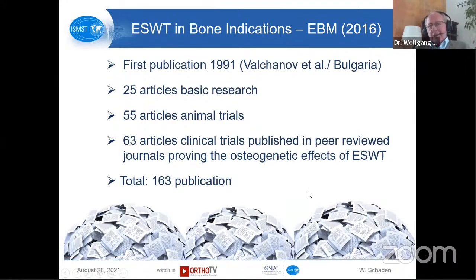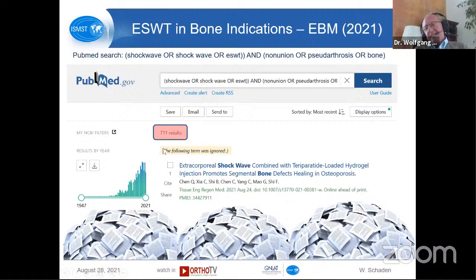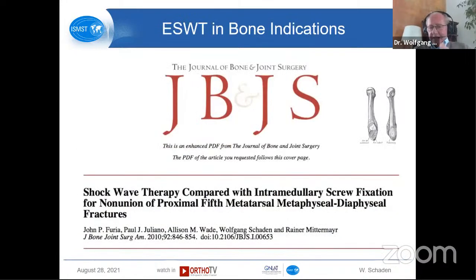When we started our ICCs, the instructional course, the certification course of ISMSD, in 2016, we looked at what kind of literature we had. We had 163 publications only dealing with bone and bone pathologies. A couple of days ago, I did the same search, and now, as you can see here, we are dealing with 711 publications dealing with shockwave for non-healing fractures. And till today, practically all of these publications could show that shockwave is able to stimulate osteogenesis and help in fracture healing. I will just show you two quite nice publications in JBJS.